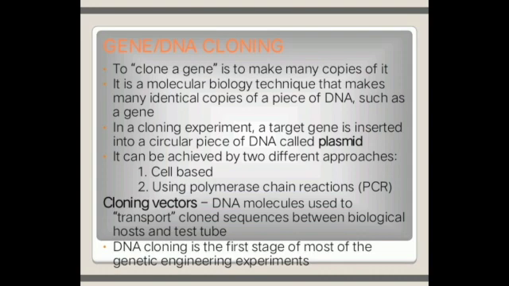Gene or DNA cloning can be achieved by two different approaches. Cell-based or in vivo, which involves the use of restriction enzymes and ligases using vectors and cloning the fragments into the host cells. And in vitro, using the polymerase chain reaction or PCR method to create copies of fragments of the DNA without the need for host cells.